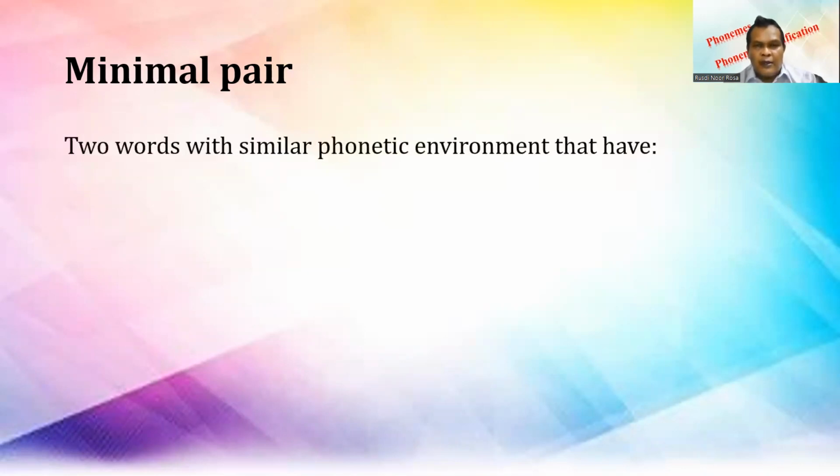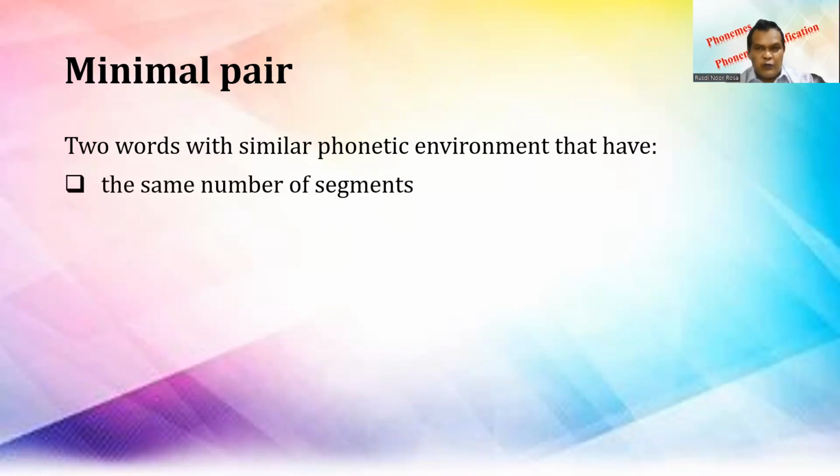The first one is minimal pair. As its name suggests, pair. So, minimal pair is two words with similar phonetic environment that have, first, the same number of segments. So the two words have the same number of segments.